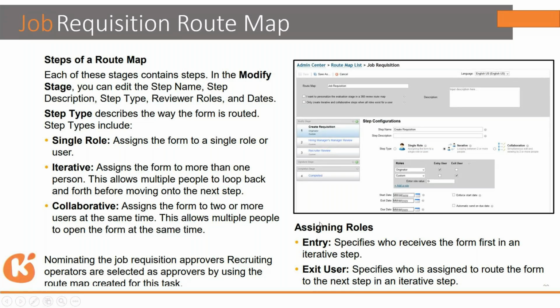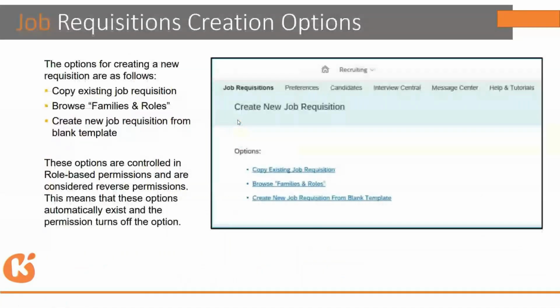So all these details we will see in your roadmap: how we can create and how we can go ahead and do all these step types, single, iterative, collaboration, and date and everything, how we can set it up. Then there are three ways through which you can create a requisition.